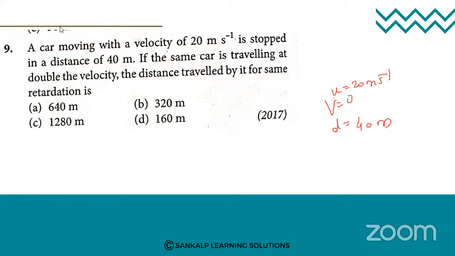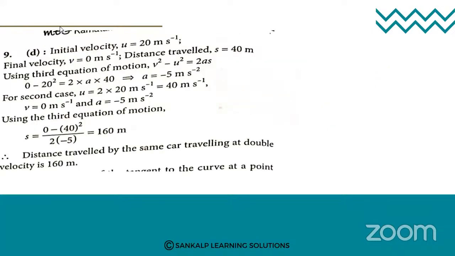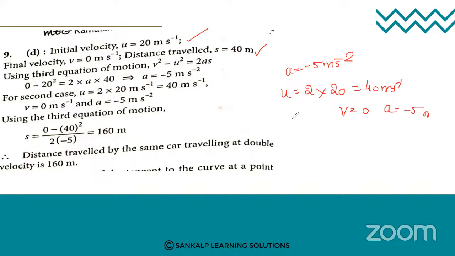See how to do this one. The initial velocity is 20 meter per second and the final velocity is 0 meter per second. The distance traveled is 40 meter. In the first case, by using v square minus u square is equal to 2as, we can find the value of acceleration. Acceleration is 5 meter per second square. Next, we are doubling the speed, so 20 into 2, that is 40 meter per second. The final velocity remains 0, but the acceleration is the same, so it is 5 meter per second square.